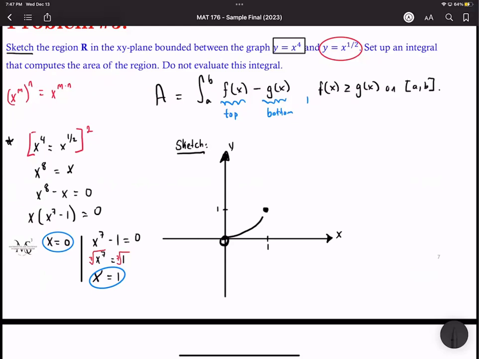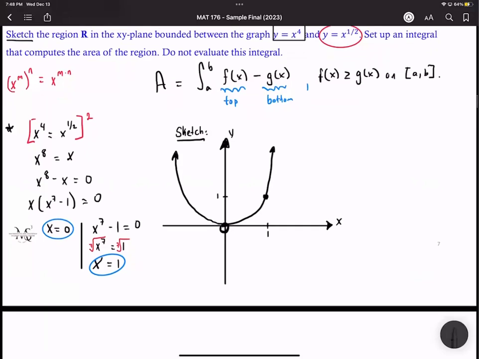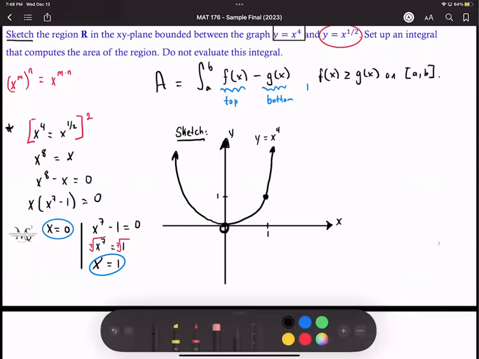I'm just plotting these 2 points to use as reference points. And I'm basically making the graph for x to the 4th power. So there you go. That's your graph. Now the graph for y equals x to the 1/2 is just going to be the square root function. So it will look something like this. So y equals x to the 1/2, or square root of x.